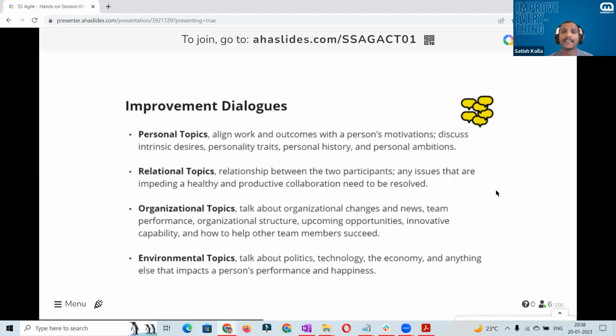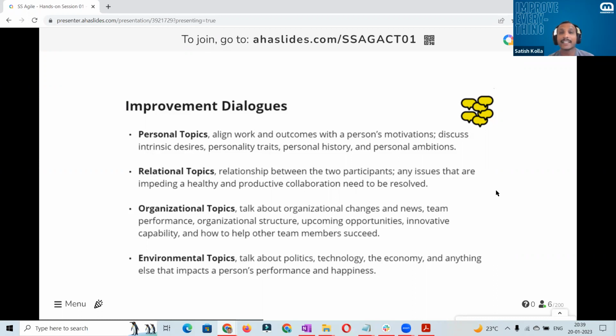There are four categories or types of improvement dialogues. The first is personal topics. It could be anything, need not be specific to work or professional matters. It could be a personal topic as well. In many cases we get questions like, Satish, how do I get motivation to complete this course, or how do I get motivation to go back to work, or how do I help my team to be motivated as a Scrum Master? These are the types of questions we get in many cases.